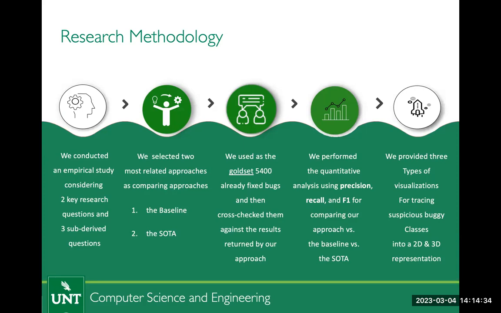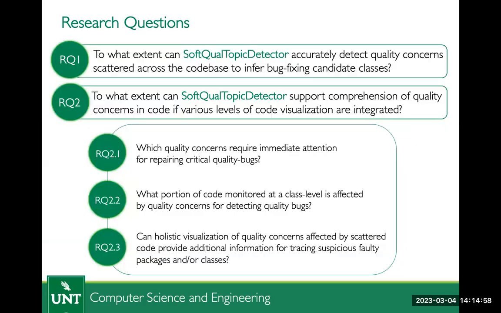So we used the gold set of 5,400 already fixed bugs from our previous paper and cross-checked them against the results returned by our approach. And finally, we performed the quantitative analysis using precision, recall, and F1 for comparing our approach against the baseline and the state-of-the-art. And then we provide 3 types of visualization for tracing suspicious buggy classes into 2D and 3D representation.